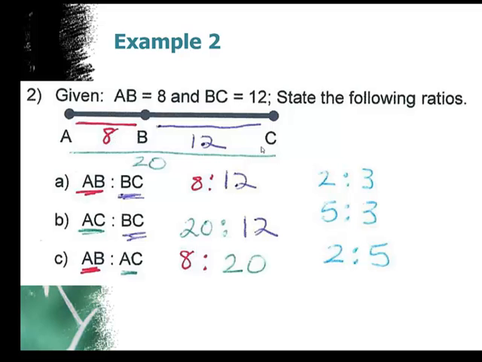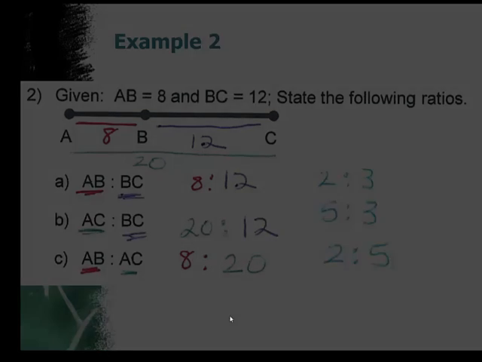So I knew AB was 8 and BC was 12, so it's 8 to 12, which does simplify to 2 over 3. Now on the next one it says AC, which is the entire segment, and to BC. Now, you notice it didn't say 20 up here, but it's not that hard to figure out. If A to B is 8 and B to C is 12, the whole thing together is 20. So my ratio there is 20 to 12, and that does simplify to 5 over 3. And then I have AB to AC, same idea, 8 to 20, that simplifies to 2 to 5.